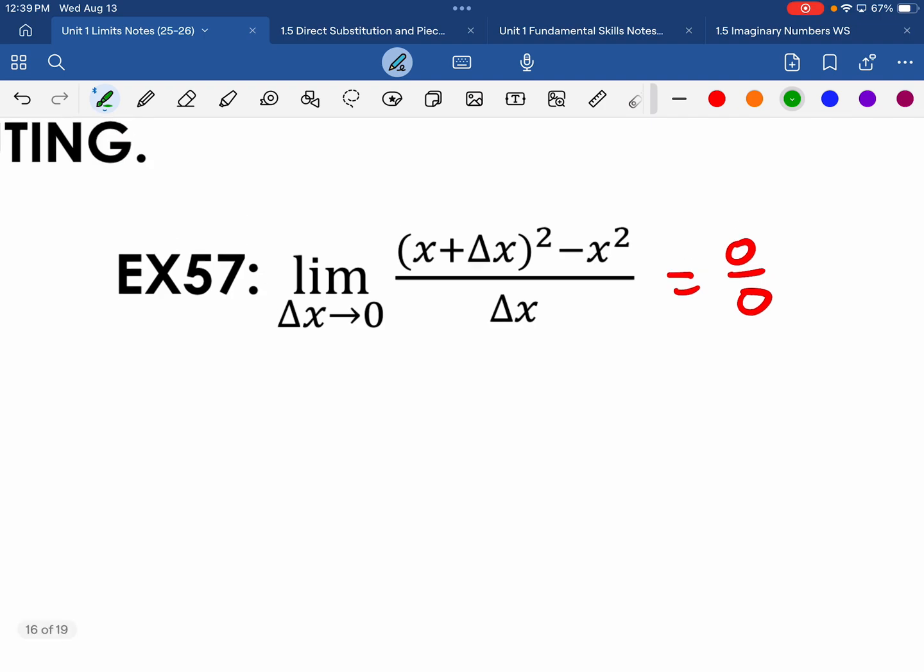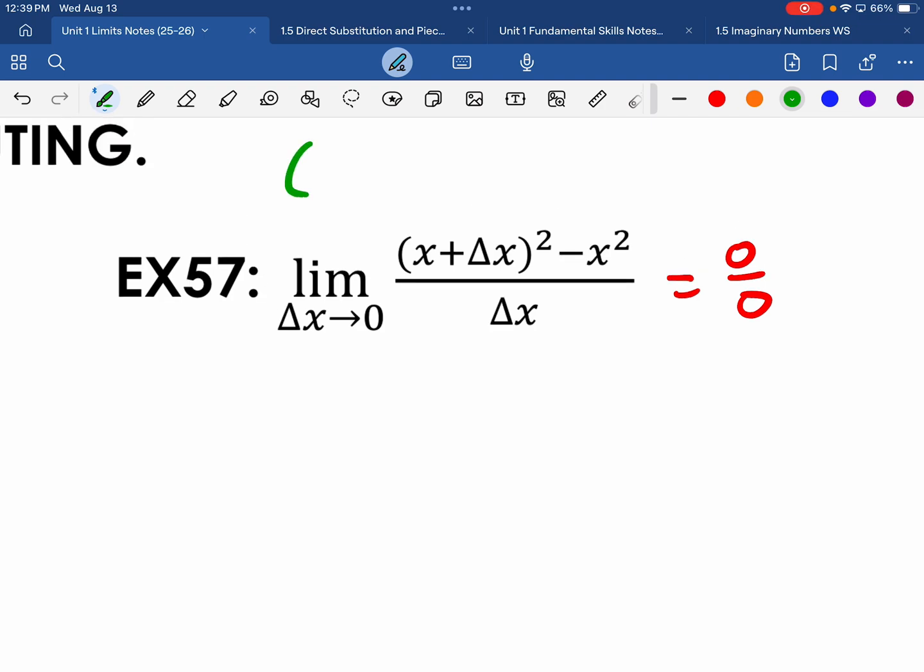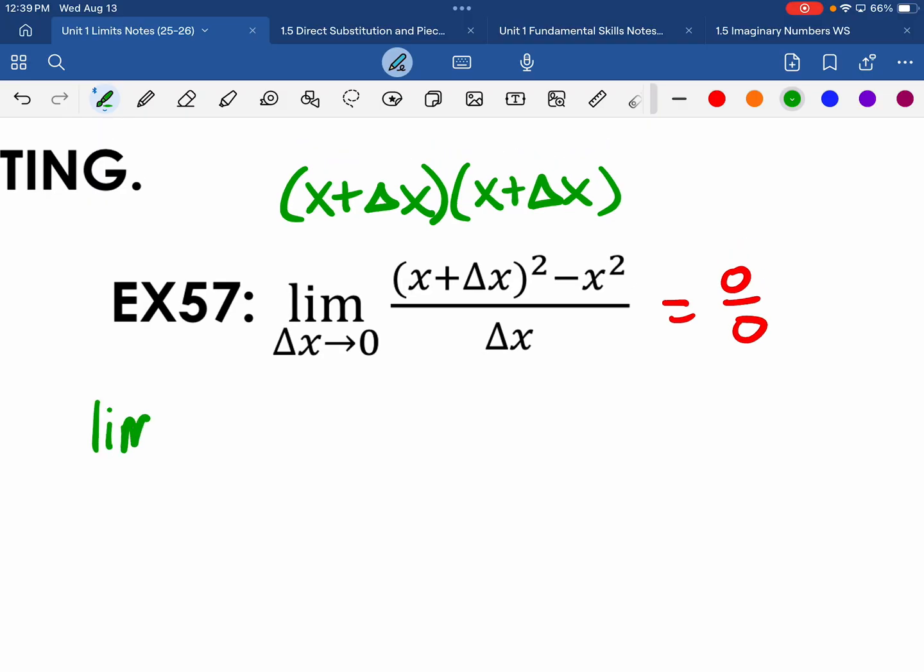Wait, are we going to have to do the long thing? Uh-huh. Like the foiling, that one, yeah. So x plus delta x squared, we are going to have to FOIL that out. Plus delta x times x. Would you do delta x then x? I normally write the x first, so it would be x delta x.